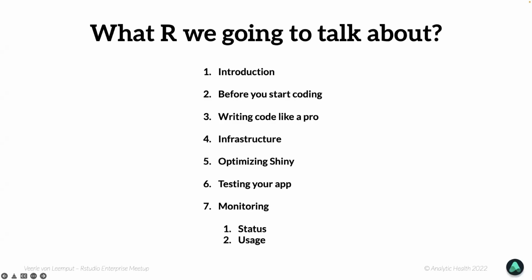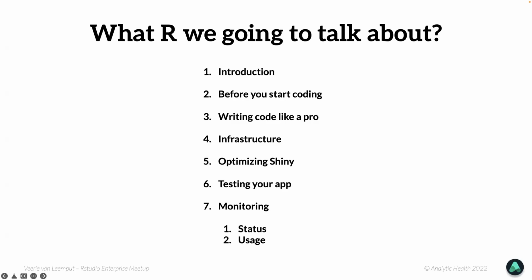Then I'm going to dig into the content, and we'll start with what happens before you start coding. Then we're going to the coding part. So how do you write code for an enterprise-grade application? Then we'll talk about infrastructure, some tips and tricks on how to optimize Shiny. Then we go over how to test your application. And the last part will be about monitoring your status of the application and usage.